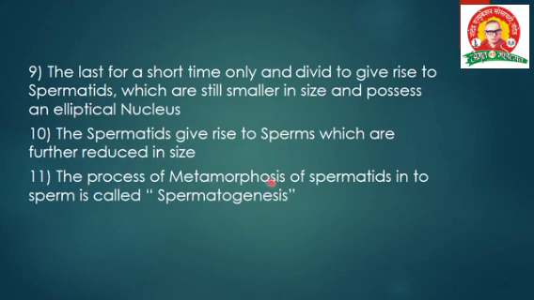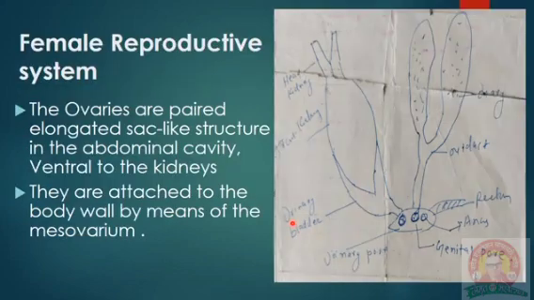The process of metamorphosis of spermatids into sperms is called spermatogenesis. Okay, the process of metamorphosis of spermatids into the sperms is called spermatogenesis. This is about the histology of testes.